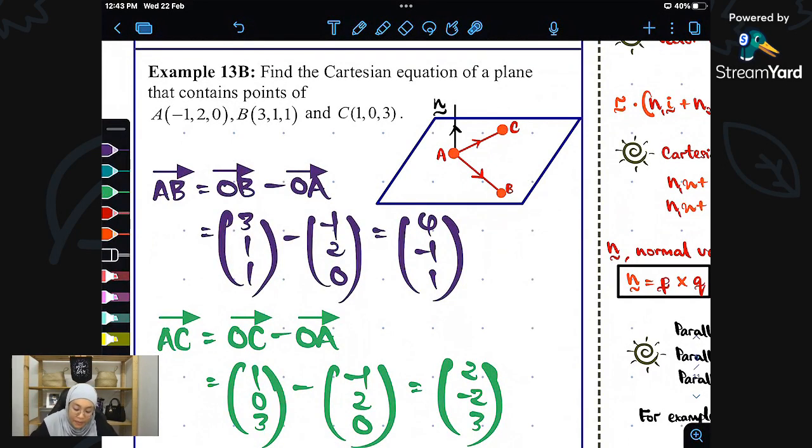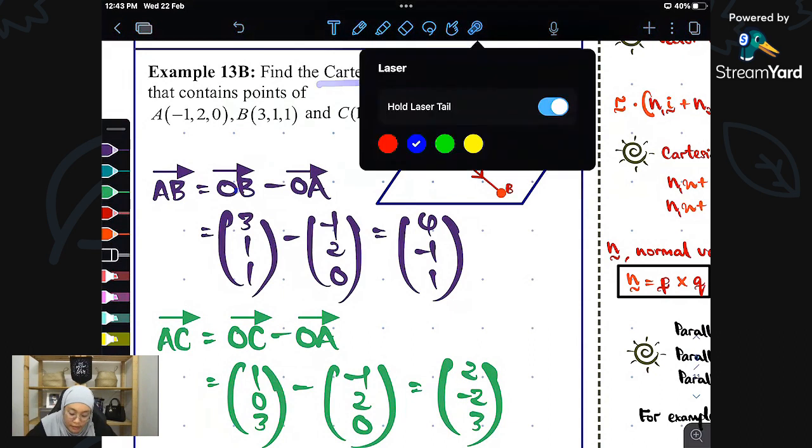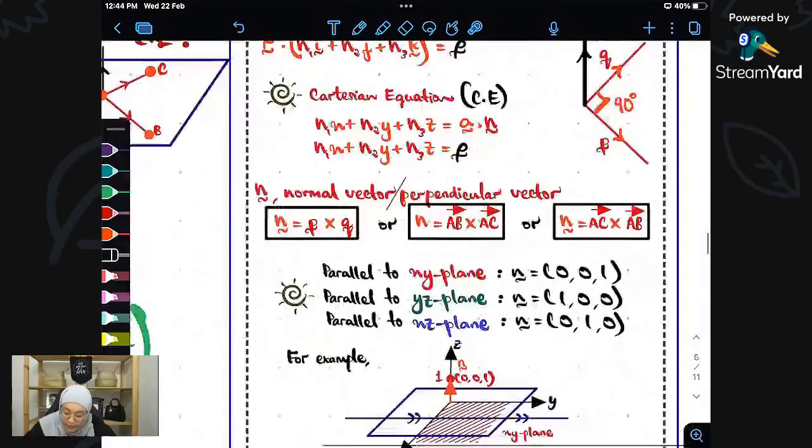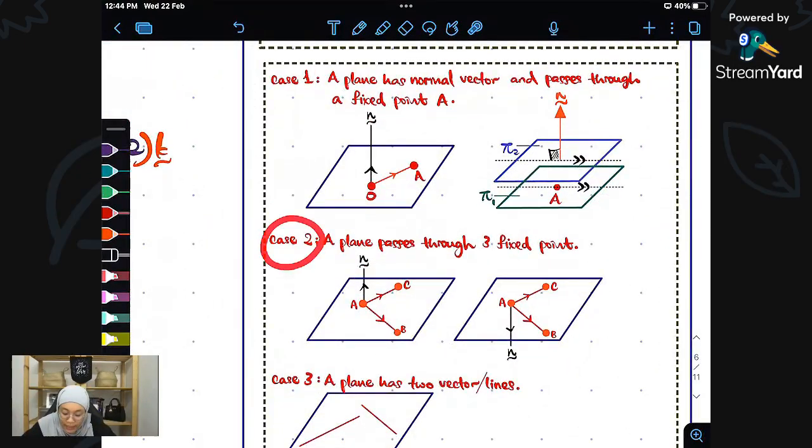Okay, so example 13b, find the Cartesian equation of a plane. So now dia minta Cartesian equation of plane sahaja, that contains points A, B, and C. Oh wow, we have point A, point B, and C on the plane. So this is case number 2. Case number 2 is a plane that passes through 3 fixed points. It passes through, maksudnya dia lalu kepada point tersebut lah, the plane, in 3D form ya. Susah nak nampak, hanya 2D form saja saya boleh tunjuk you all setakat ini.